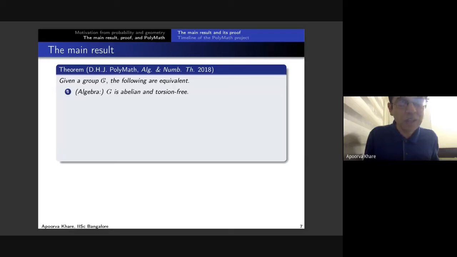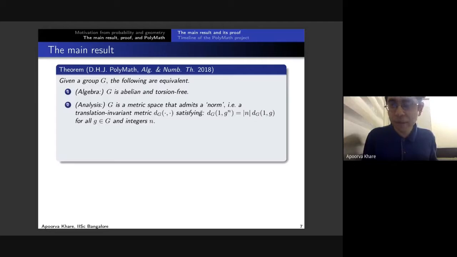So given a group G, the following are equivalent. Here is a condition from algebra: G is abelian and torsion-free. If and only if, from analysis, G is a metric space, the original setting. G is a metric space with a norm, meaning there's a translation-invariant metric that satisfies this norm condition for all g in G and all integers n.